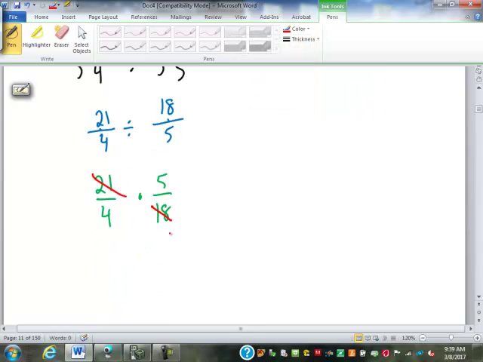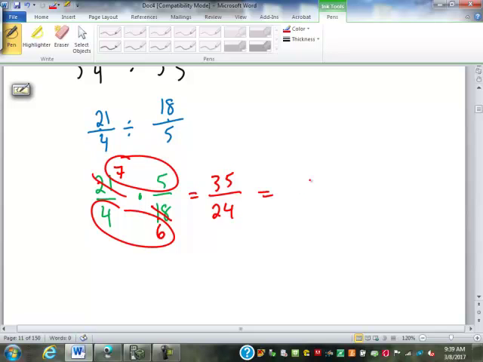21 and 18 both divide by 3. 18 divided by 3 is 6. And 21 divided by 3 is 7. So 7 times 5 is 35. 4 times 6 is 24. That goes in there once with 11 left over. So 1 and 11/24.